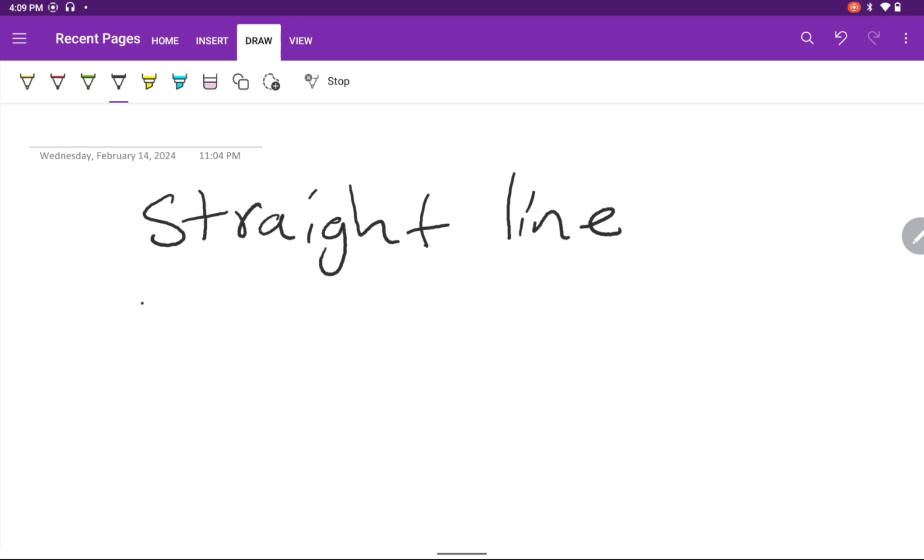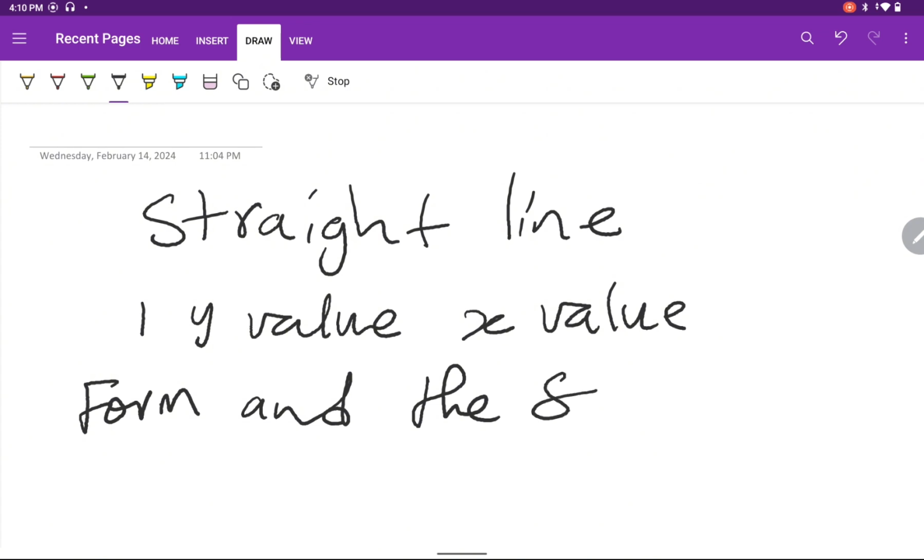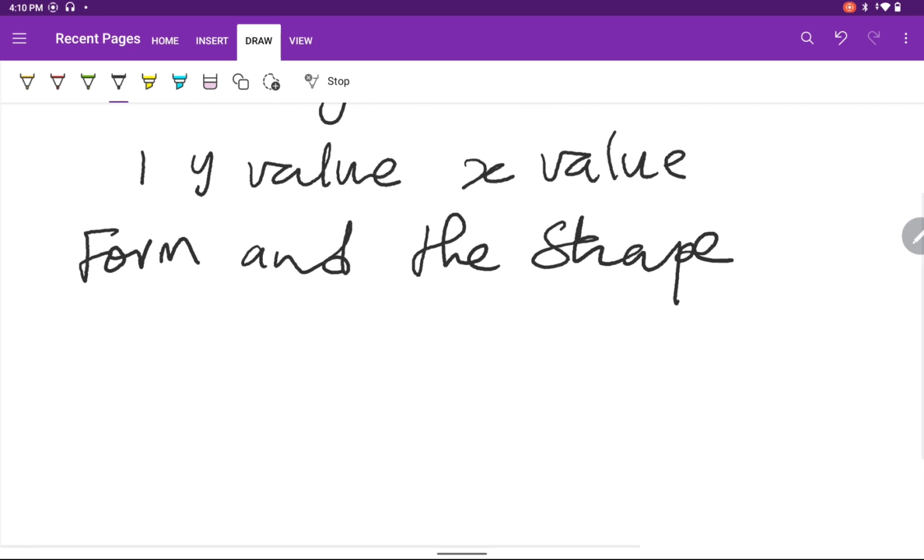So for every one y value, there is a corresponding x value. So it's one y value, one x value. So hence a straight line is a relation that is a function. Now, without wasting any time, we are going to look at the form and the shape of a straight line.